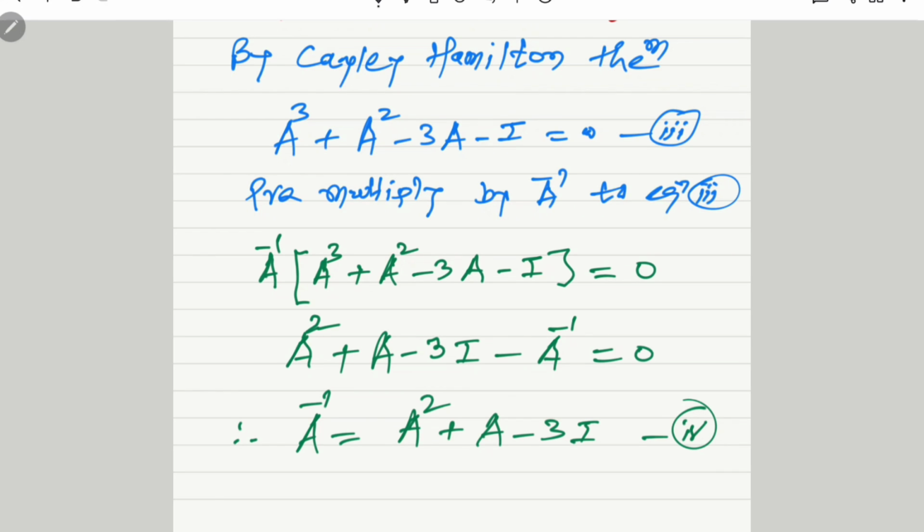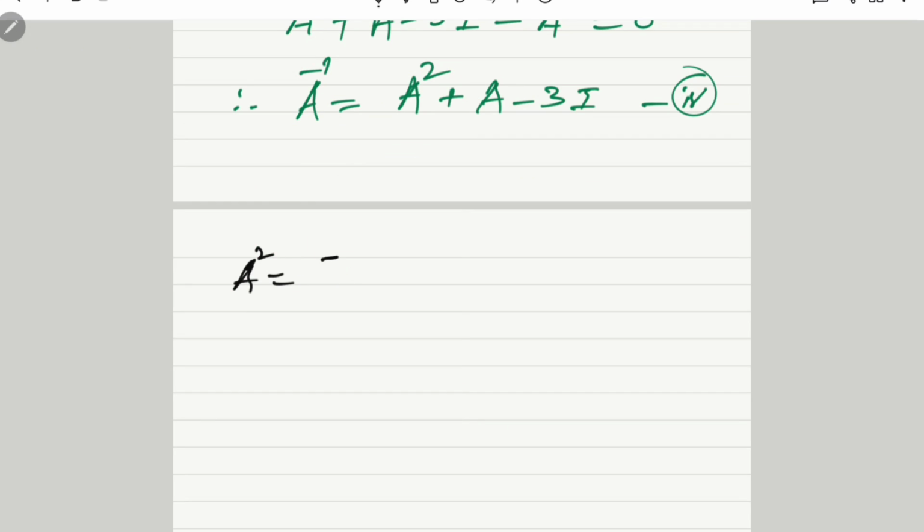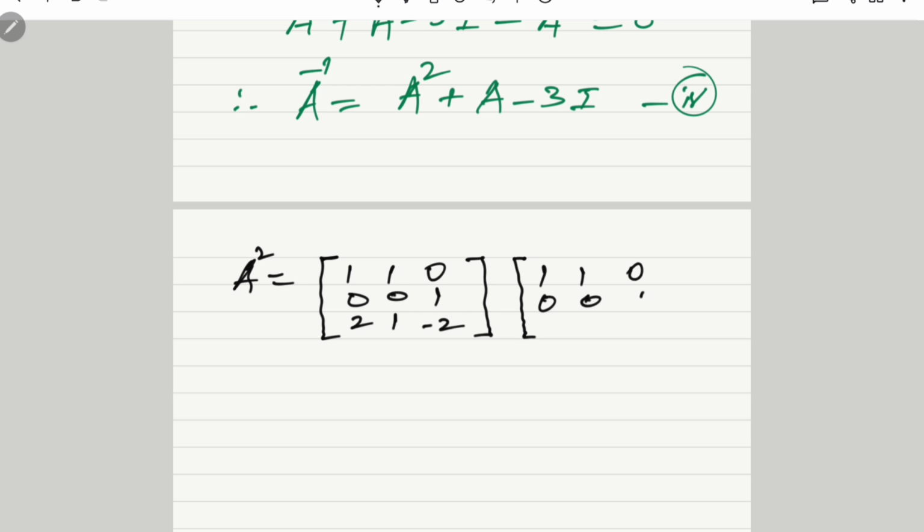And to obtain this, we have to obtain matrix of A square and then addition of all these 3 matrices. Therefore, next step, we try to obtain the value of matrix of A square. A square means matrix A into matrix A. Matrix A is 1, 1, 0, 0, 0, 1, 2, 1, minus 2. And same is multiplied by same matrix 1, 1, 0, 0, 0, 1, 2, 1, minus 2.